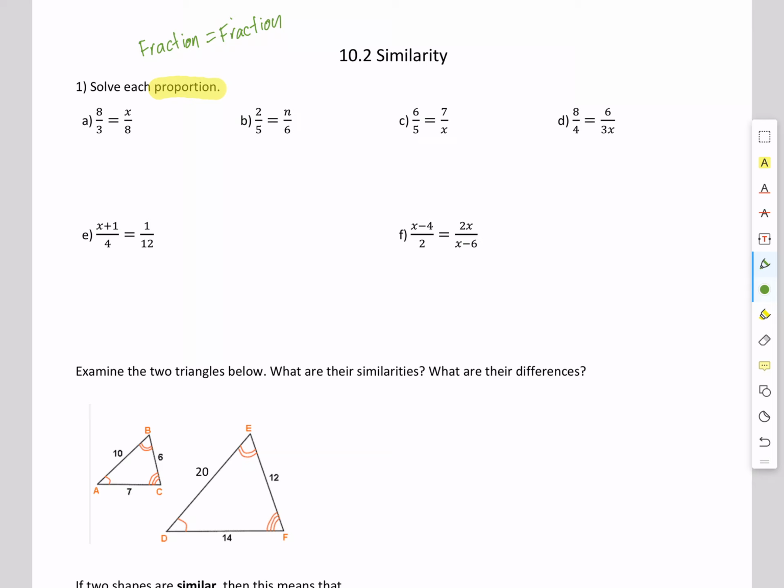So if we look at A, we have 8 over 3 is equal to x over 8. We're going to want to solve for x. So what we're going to do is something called cross multiplying. We take the diagonals and multiply them. So we're going to have 8 times 8 and then 3 times x. Again, this is cross multiplication.